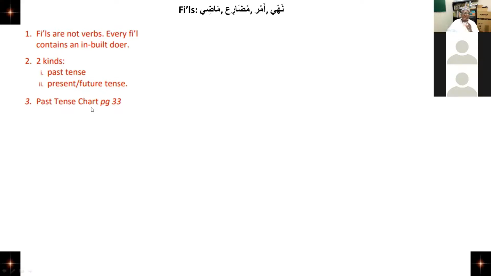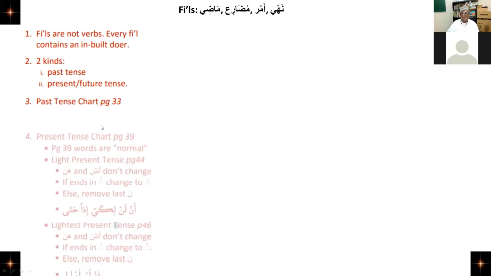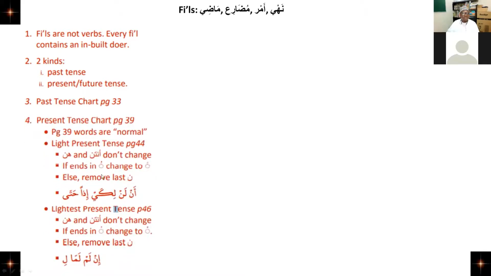So in that chart of Nasara, we were able to know Nasara, Nasaru, Nasarat, Nasarata, Nasarna, Nasarta, Nasartuma, Nasartum, Nasarti, Nasartuma, Nasartunna, Nasartu, Nasarna, because I know my pronouns and I know how the pronouns should be represented inside the fi'l. Okay, so we started with the fi'l madi, and then the fi'l mudari, the same.